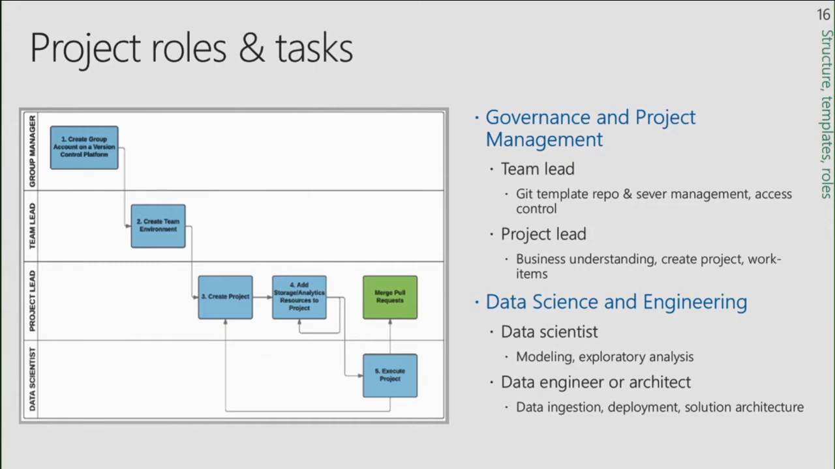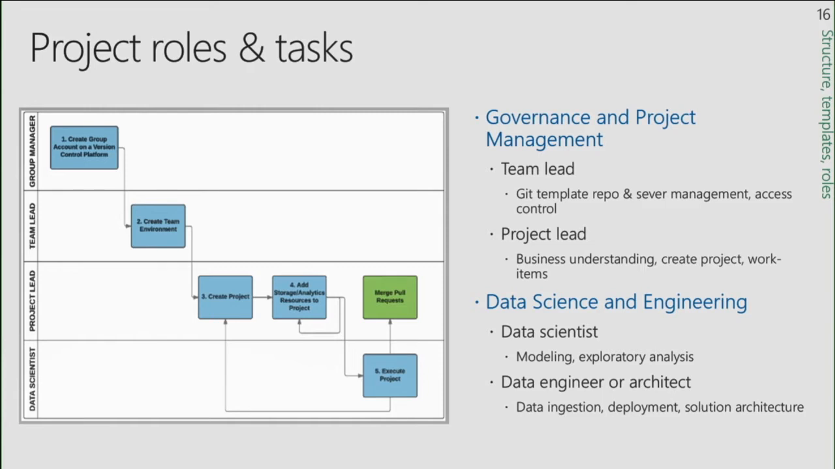So we have some guidelines with regards to how you can structure a data science team, and what the roles and tasks should be. We have data scientists, project lead, team lead, and those kinds of things, and the articulation of what these roles are and what tasks need to be performed are also present in the TDSP documentation.